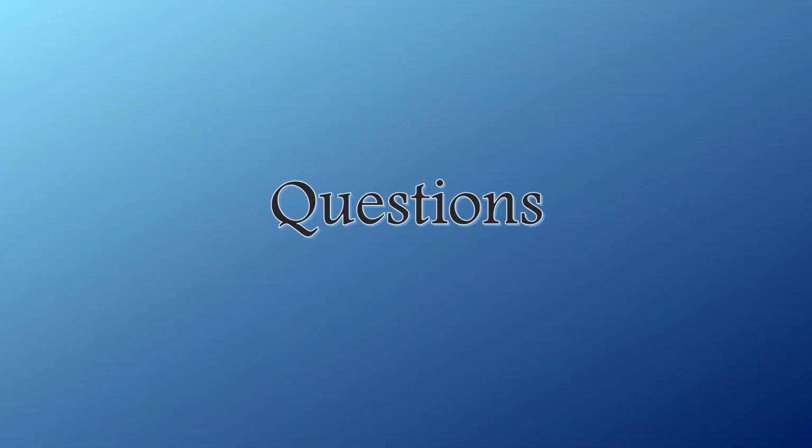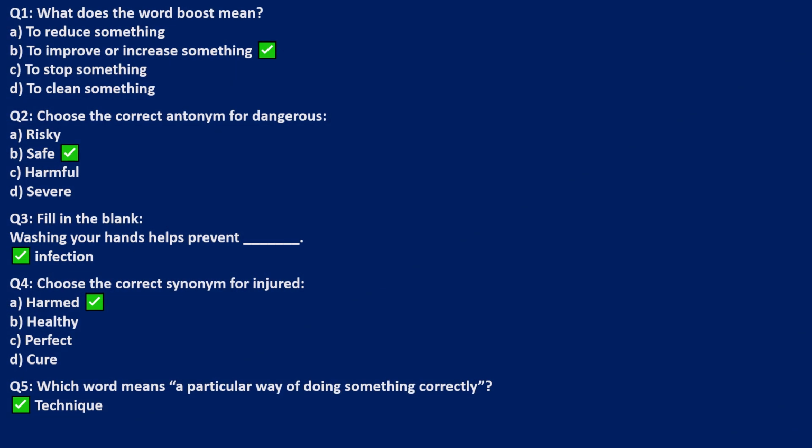Questions. Q1. What does the word boost mean? A. To reduce something. B. To improve or increase something. C. To stop something. D. To clean something. Q2. Choose the correct antonym for dangerous. A. Risky. B. Safe. C. Harmful. D. Severe. Q3. Fill in the blank. Washing your hands helps prevent infection.